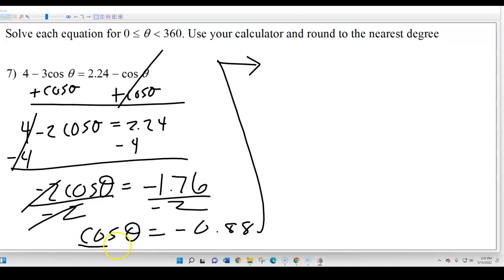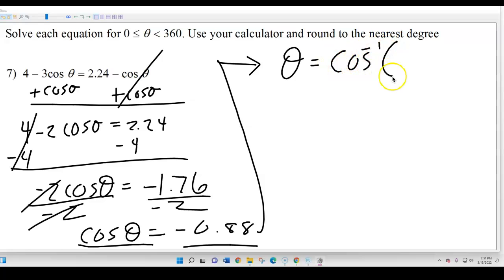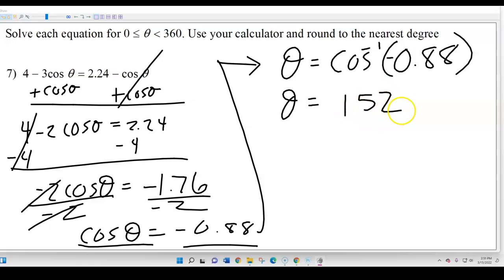The first thing we do to solve for theta, in this case, instead of looking at the unit circle, is we're going to take arc cosine on both sides. Oops, didn't write cosine. There we go. And we're going to let our calculator do that for us. So let's type that into our calculator. As a result, I get theta is equal to 152 if I round it to the nearest degree.